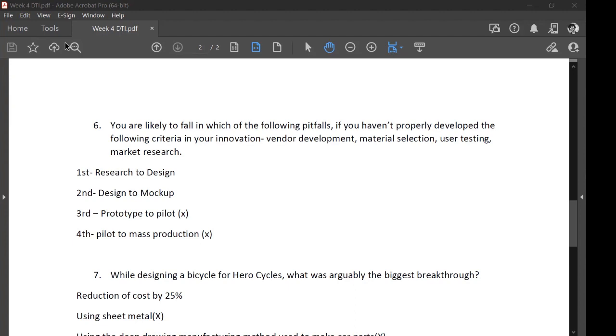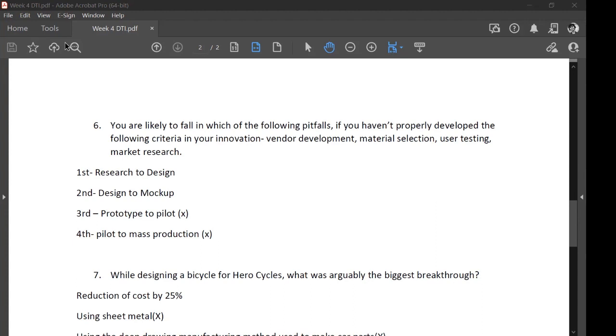fall into? And that pitfall is prototype to pilot, because you see, in prototyping, you can produce everything very quickly, because quickly doesn't mean 1 hour, but maybe in a day you can create a prototype, because you can just 3D print it, or you can just use a low fidelity prototype with materials like styrofoam or cardboard, and things like that, which are very easy to work with and which work very well with all types of products, right? They are very versatile materials, but they're not exactly true to the final product.